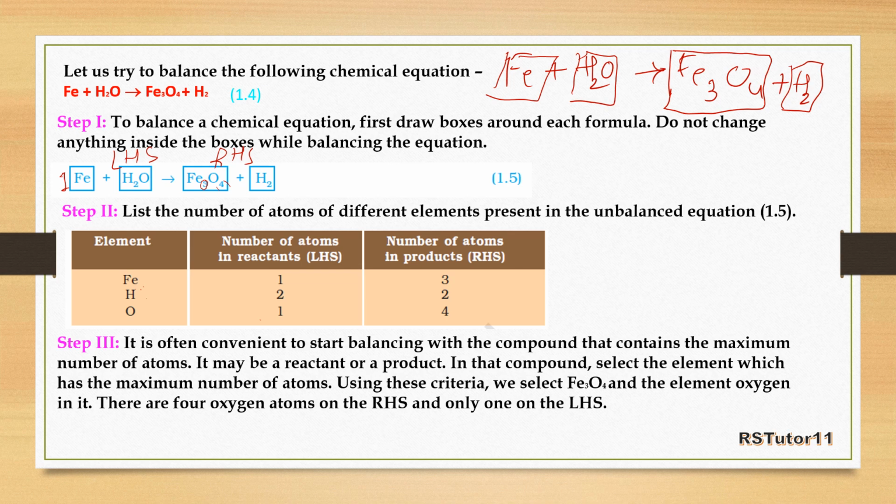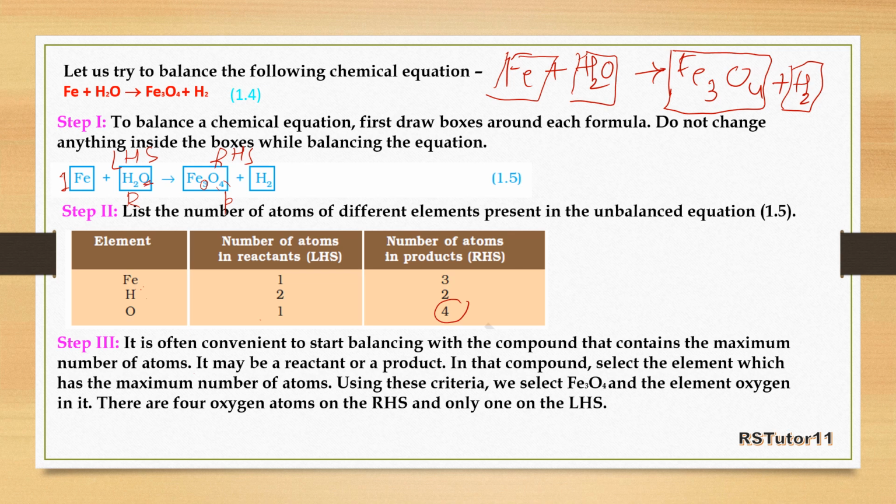Step 3: it is often convenient to start balancing with the compound that contains the maximum number of atoms. So who's carrying the maximum number of atoms? It may be a reactant or a product. These are reactants and these are products. Select the element which has the maximum number of atoms. That is oxygen. Using this criterion, we select Fe3O4 and the element oxygen in it. There are 4 oxygen atoms on the RHS and only one on the LHS.